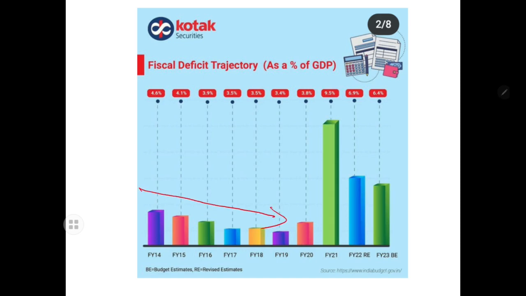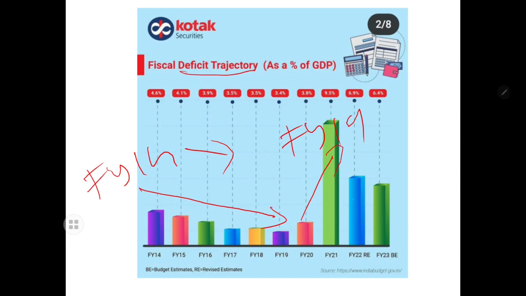So we can see that the deficit trajectory has been falling from FY14 to FY19, and from FY19 onwards it has been on a peak till FY21, and for the revised estimate and FY23 also we have a budget estimate that has been falling. We have a falling trend.